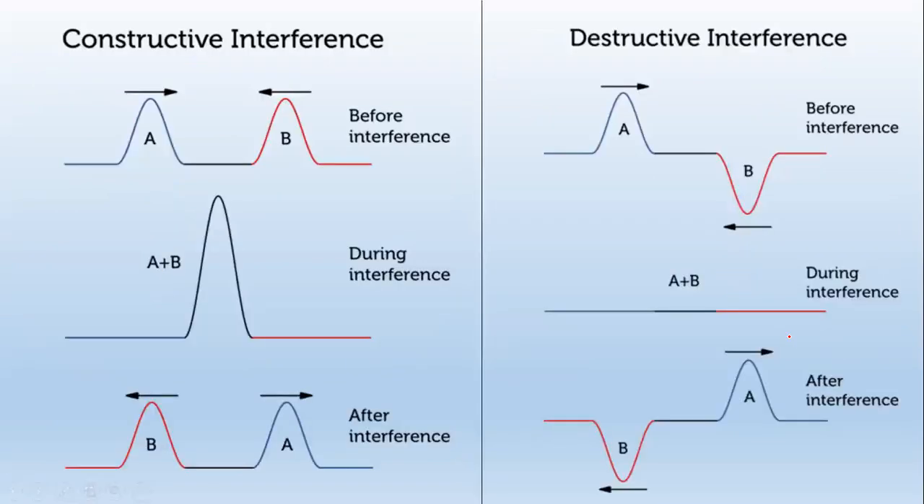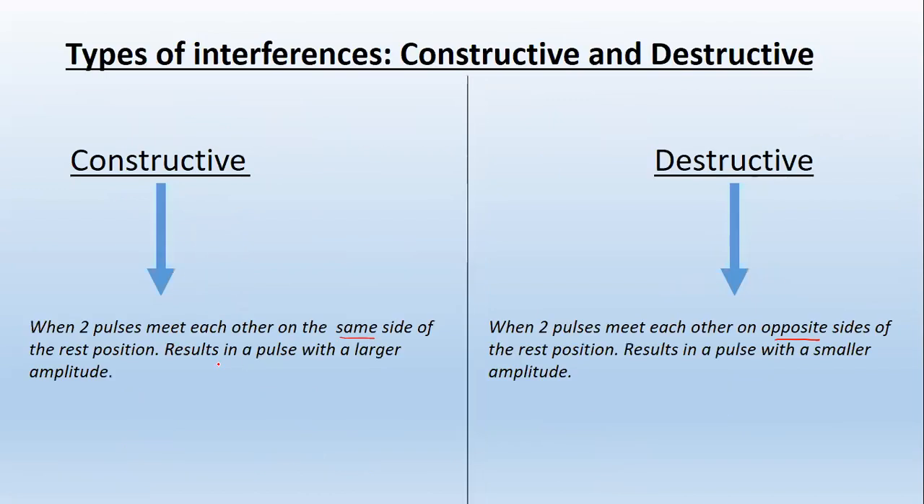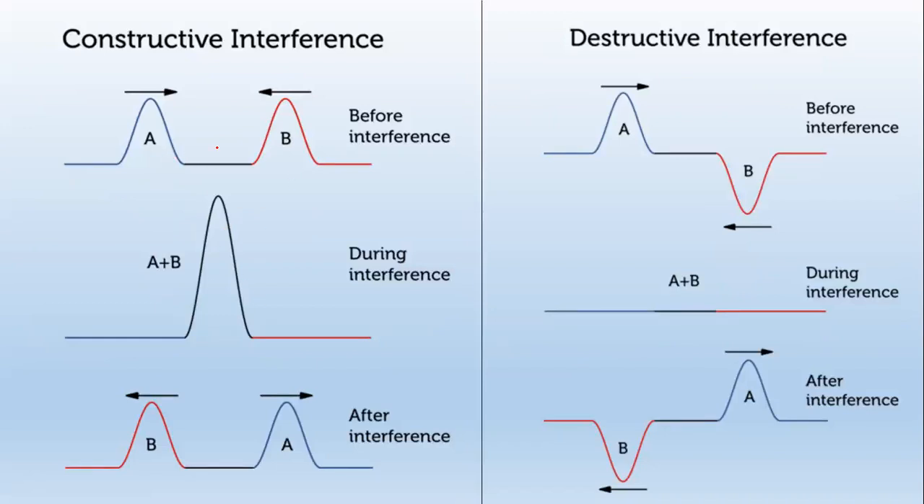Now, let's have a look at the clear pictures. What is a constructive interference? Like I said, when two pulses meet each other on the same side, we can see that we have pulse A and pulse B, and they are moving in opposite directions, but they're going to meet each other at this point. And when they meet each other at this point, remember what we said? It results in a pulse with a larger amplitude. We're going to add the amplitude of pulse A plus the amplitude of pulse B, A plus B, which is going to be greater, because this type of interference is called constructive, where the pulses are in the same direction.